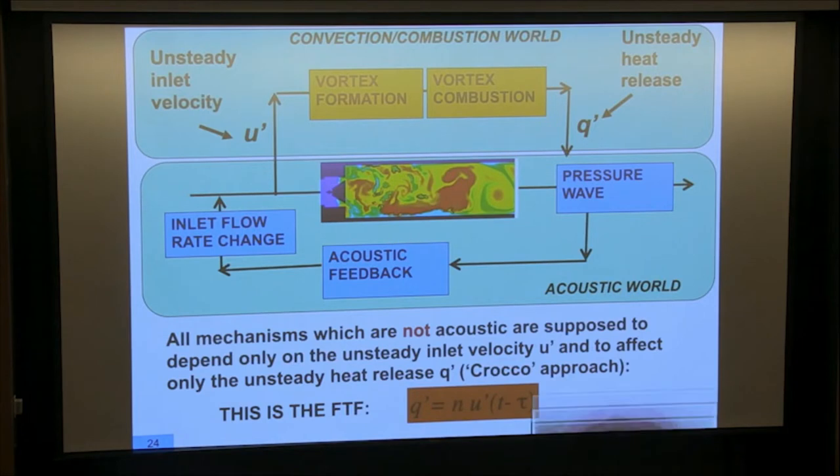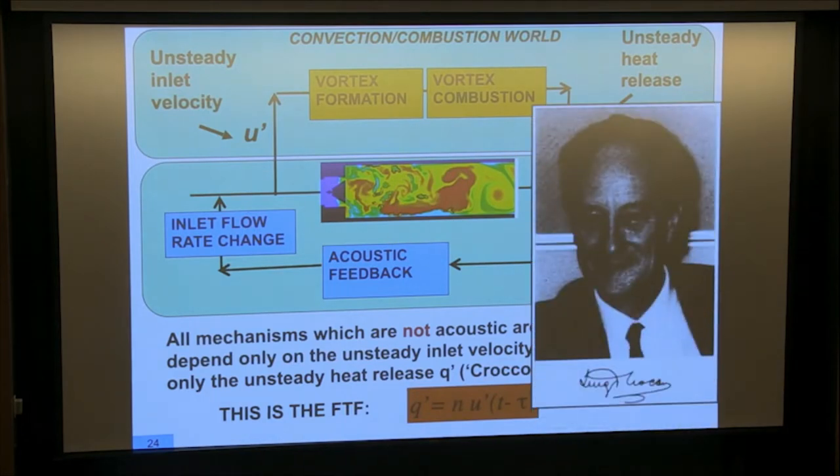Interestingly, the first guy who proposed that, whom I met with my PhD advisor, is Luigi Crocco. He was at my school, and before that, he was at Princeton. And he was the one who said, this is too complicated. Let's replace everything by just this thing.